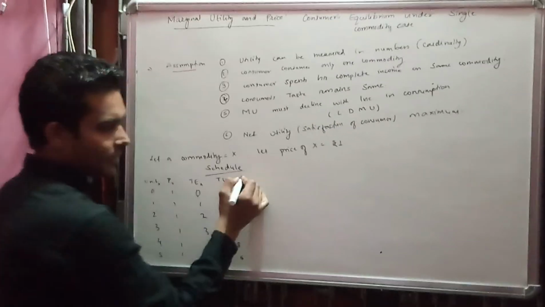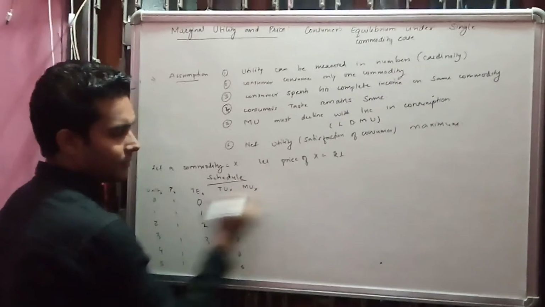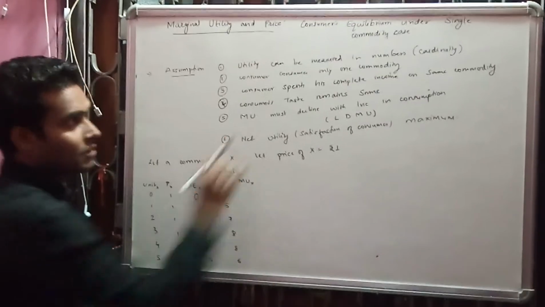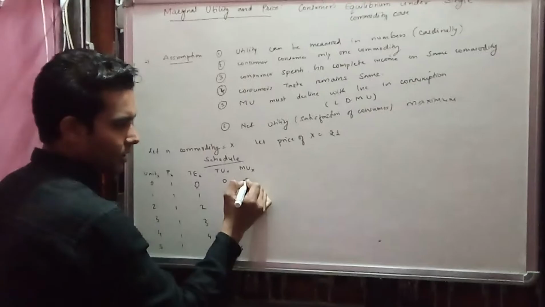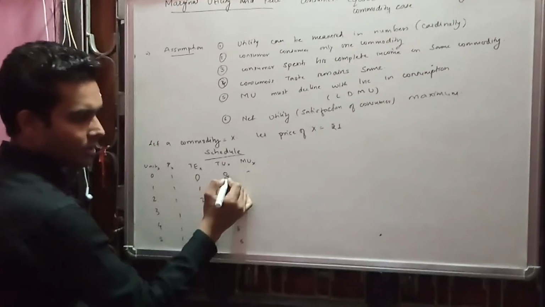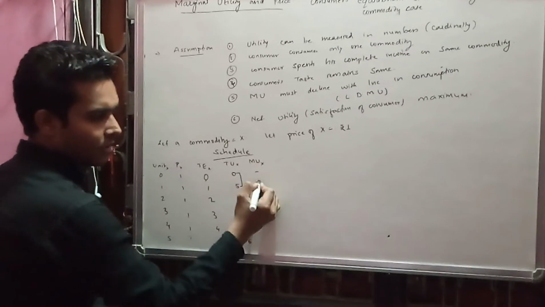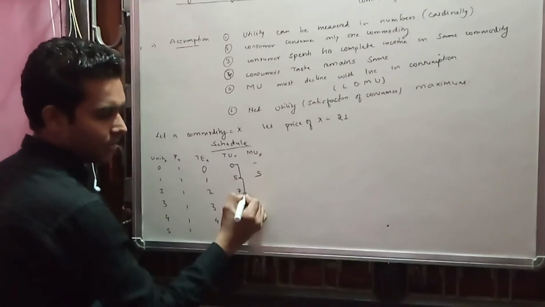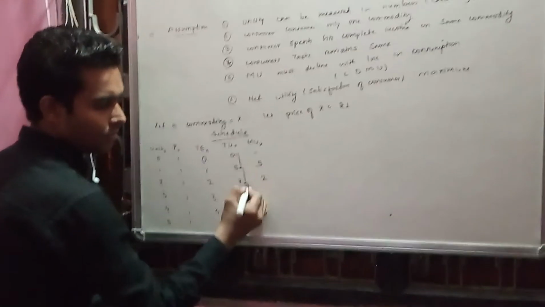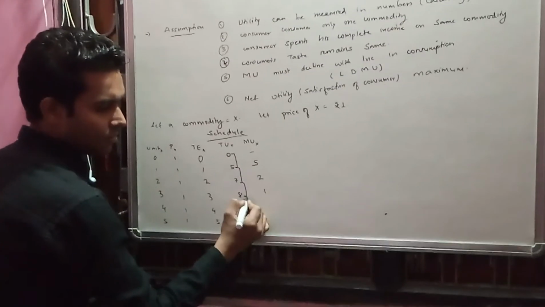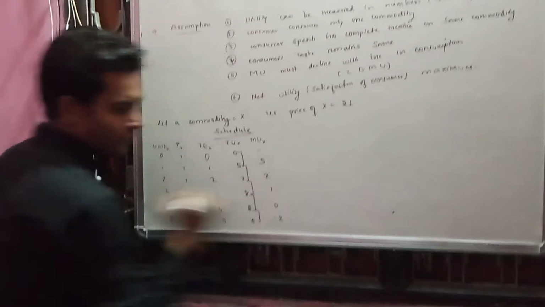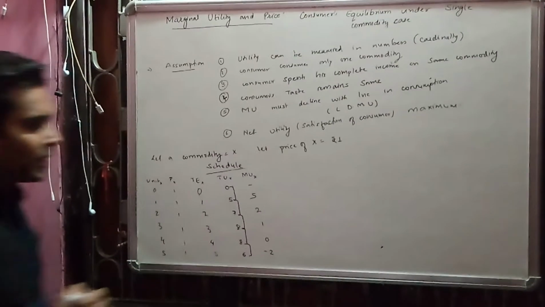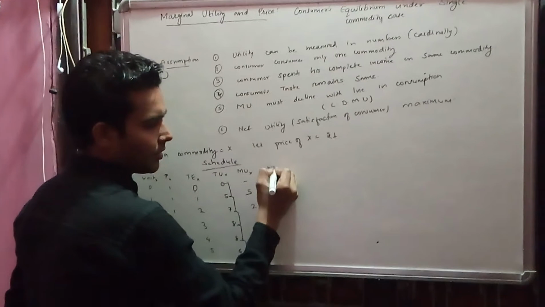Now let me calculate marginal utility. It is the change in total utility. That is, first it won't exist, no change. Then see the change, 5. Again see the change, 2. Change, 1. Change, 0. Change, minus 2.